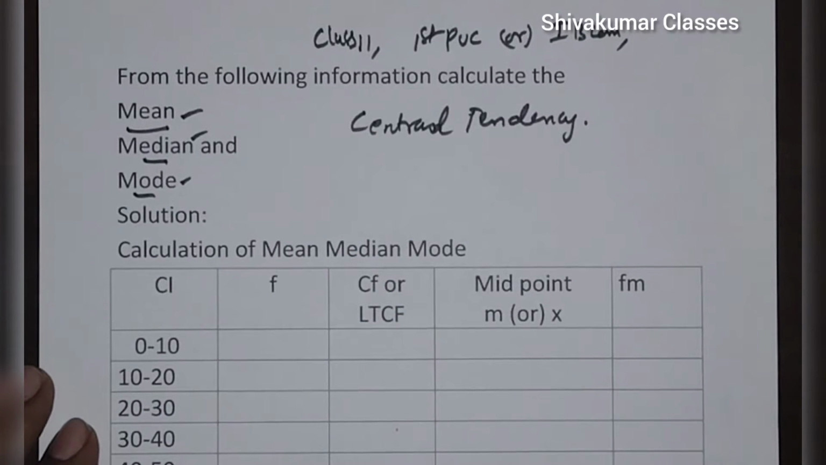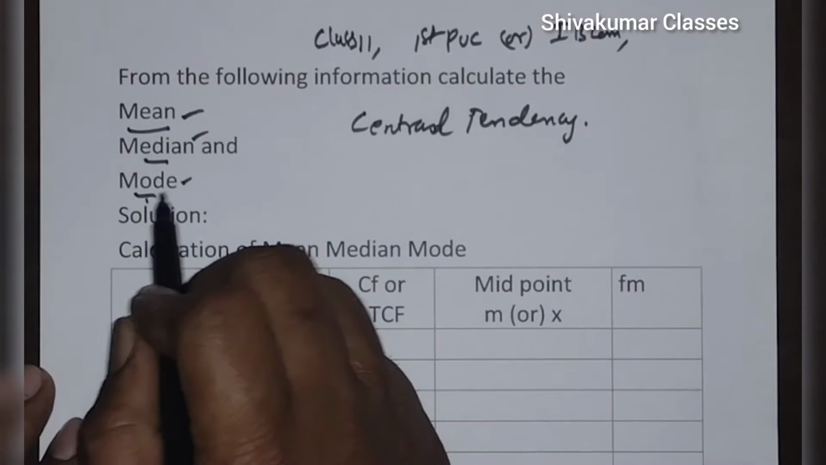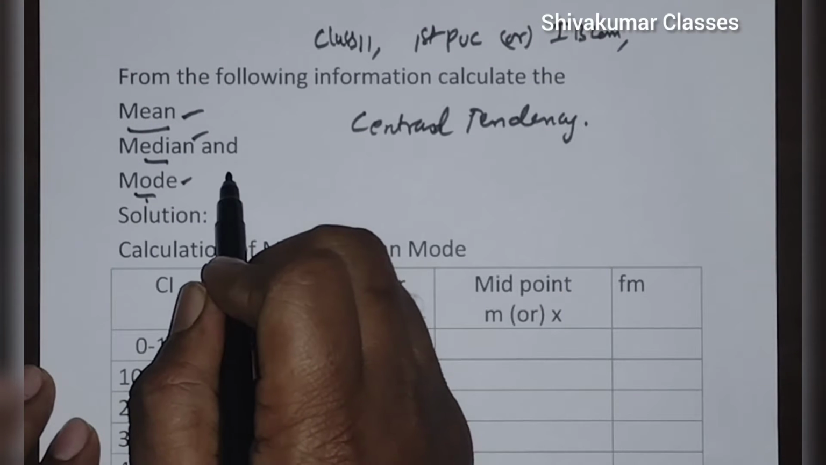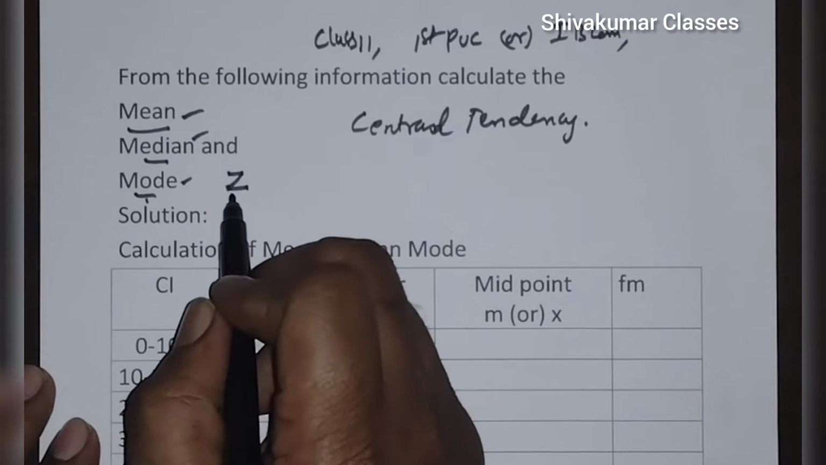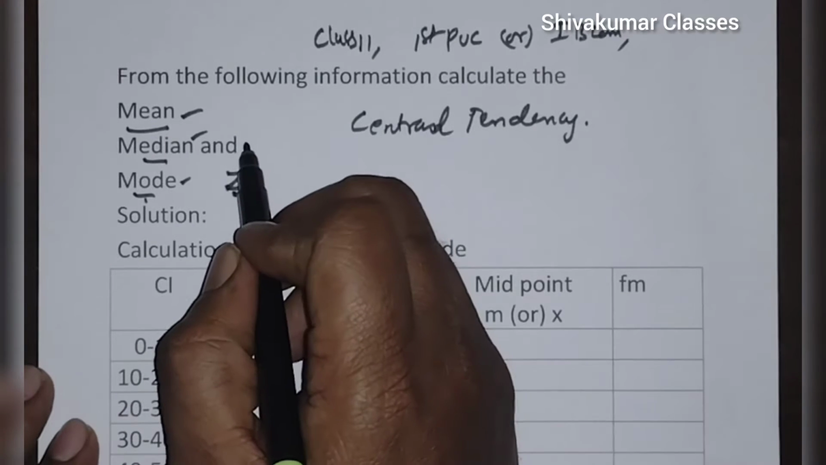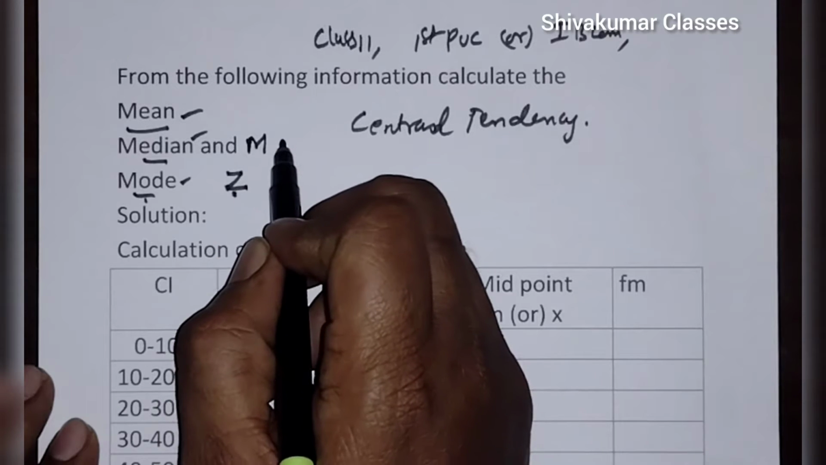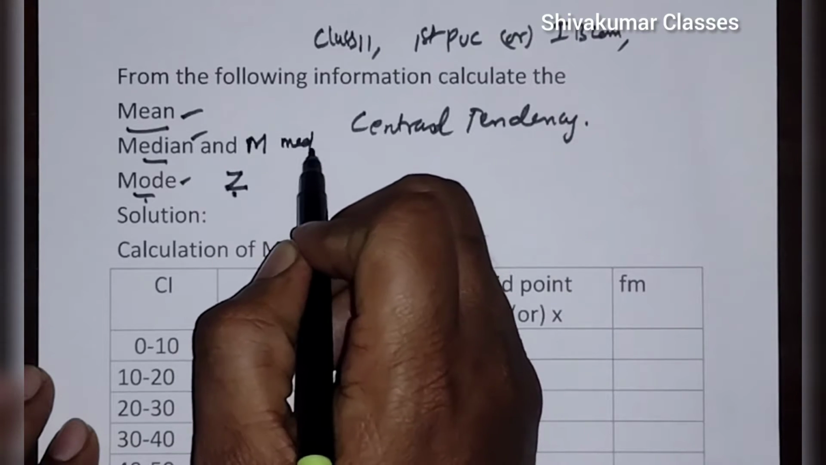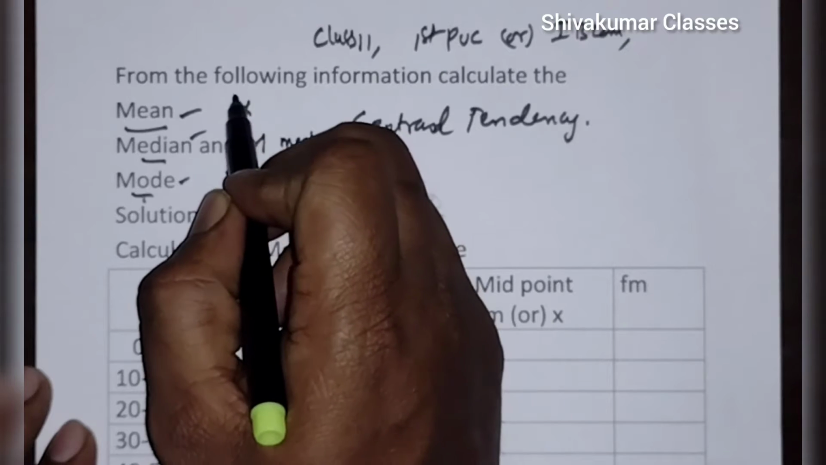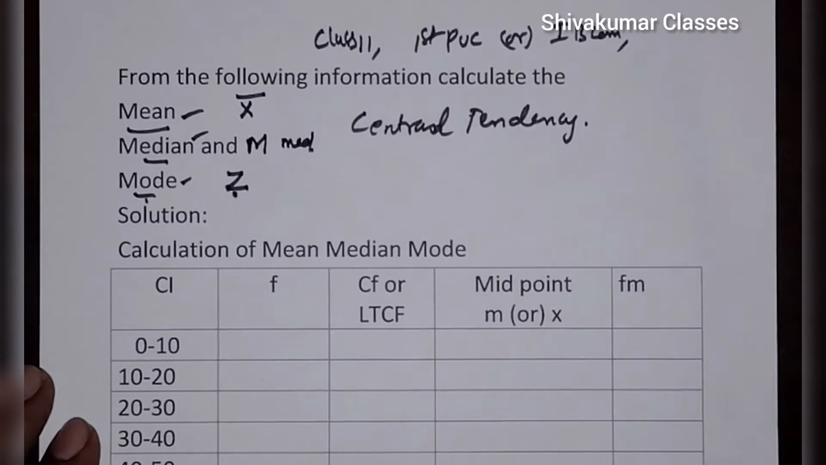Mean is the central value or the average, the median is the middle value and mode is the most repeated frequency value. Mode will be represented in terms of Z, median will be represented in terms of capital M or MED and mean will be represented in terms of X bar.